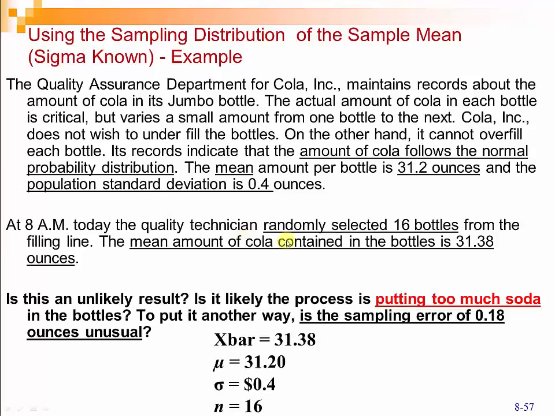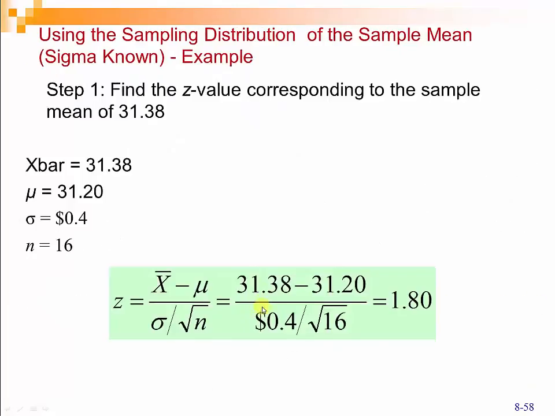At 8 a.m. today, the quality technician randomly selected 16 bottles from the filling line. The mean amount of cola contained in the bottles is 31.38 ounces. Is this an unlikely result? Is it likely the process is putting too much soda in the bottles? To put it another way, is the sampling error of 0.18 ounces unusual? And the "too much" gives us an indication that we might need to look at the positive extreme values. So here are the values that we need pulled out of the scenario to put into the equation.